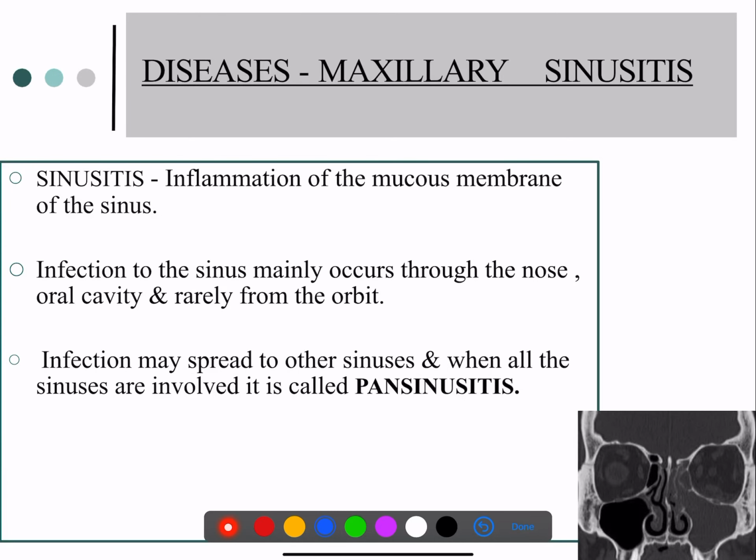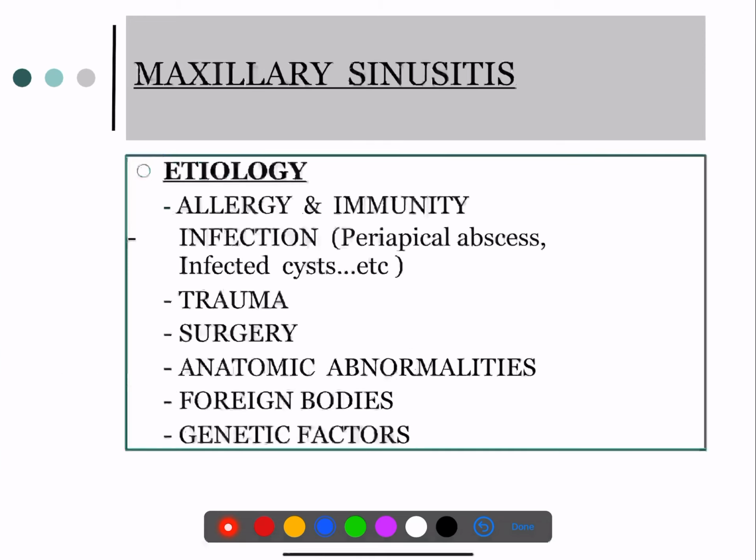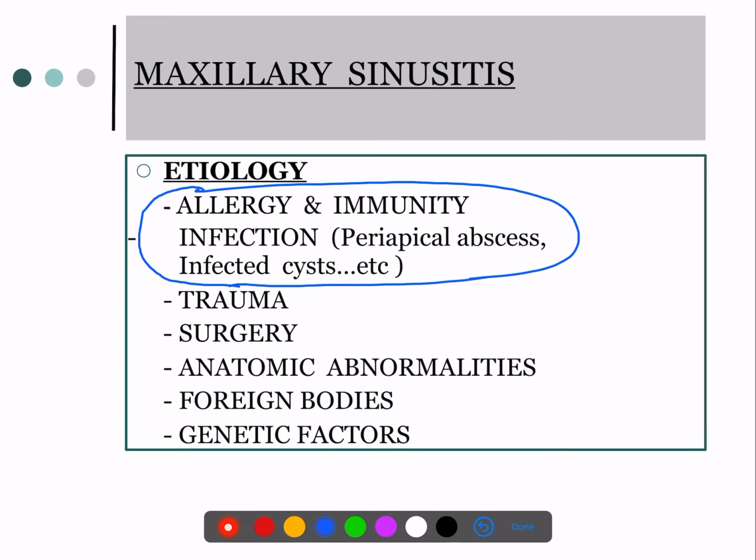Okay, all of you know the most common thing is sinusitis, that is the inflammation of the mucous membrane of the sinus. And pansinusitis means, apart from the maxillary sinus, when it involves almost all the other sinuses, similar to your pancytopenia, right? So that is called pansinusitis. Coming to the etiology, I feel these are the two most common etiologies: allergy or immunity related, and infection related.